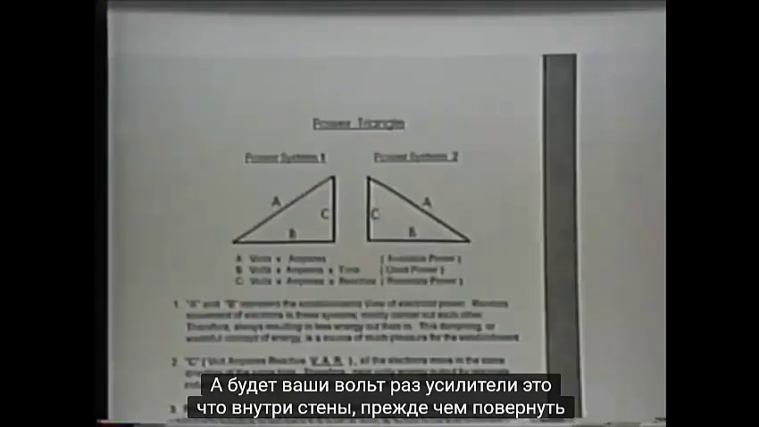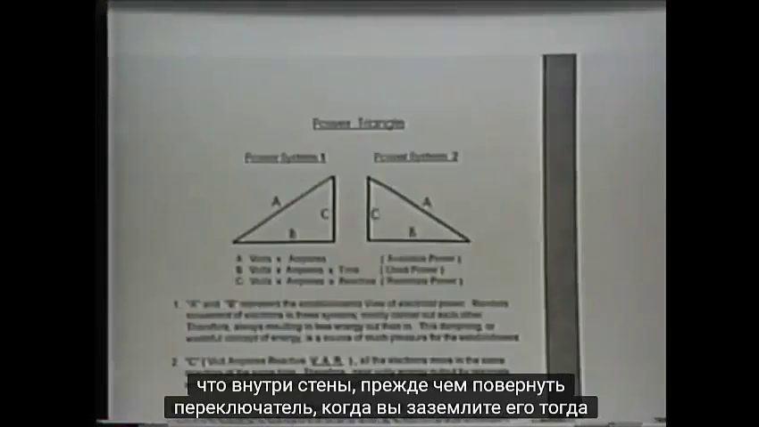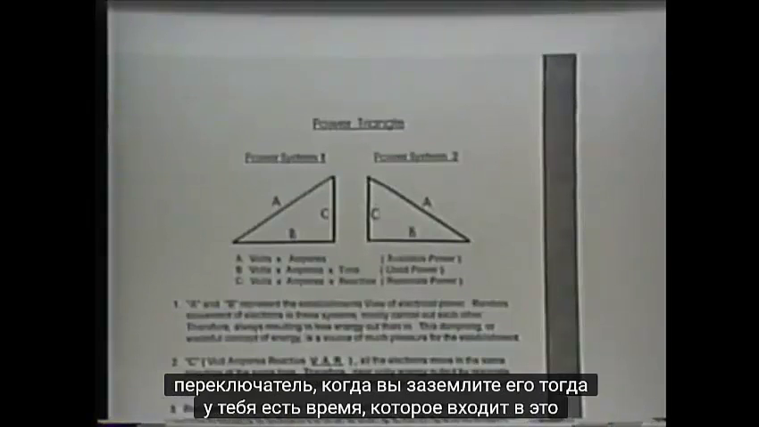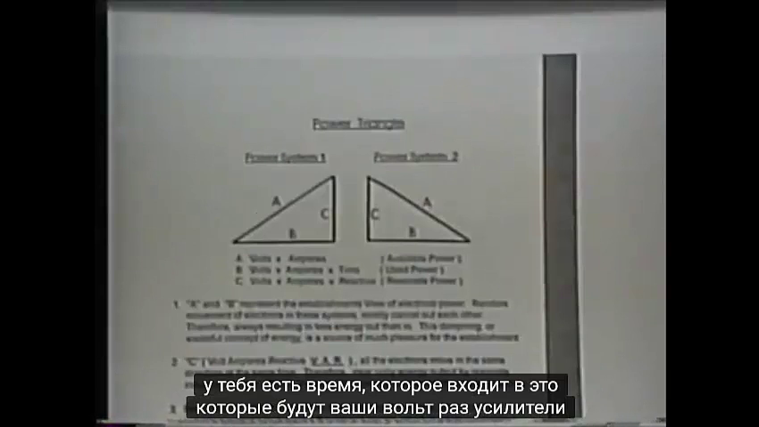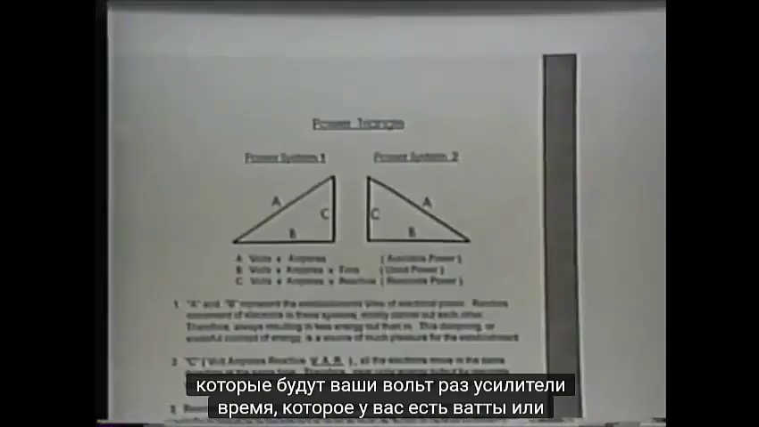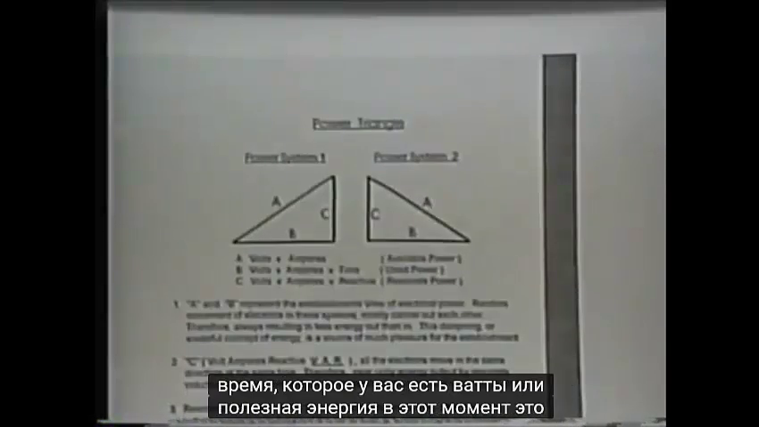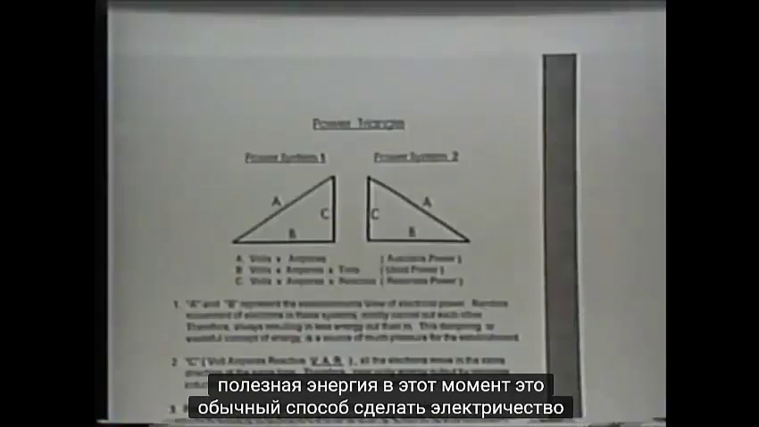That's what's inside the wall before you turn the switch on. When you ground it, then you've got time which comes into it, which would be your volts times amps times time, which gives you watts or useful energy at that point. And that's the conventional way of doing electricity.